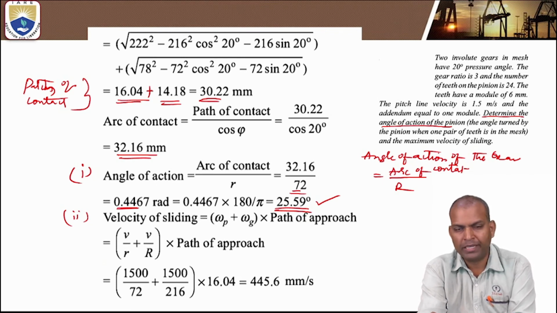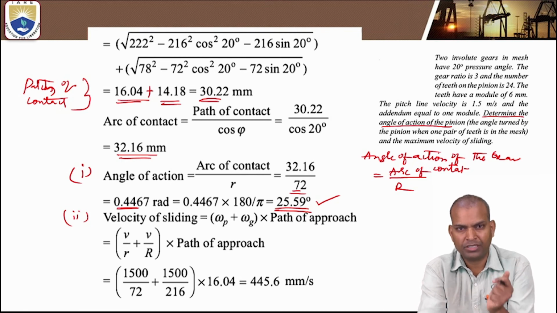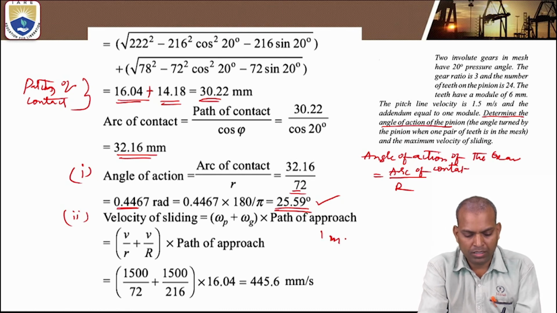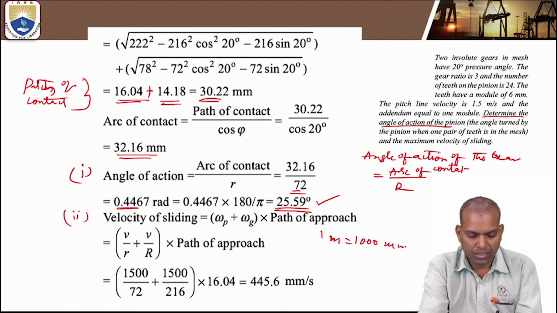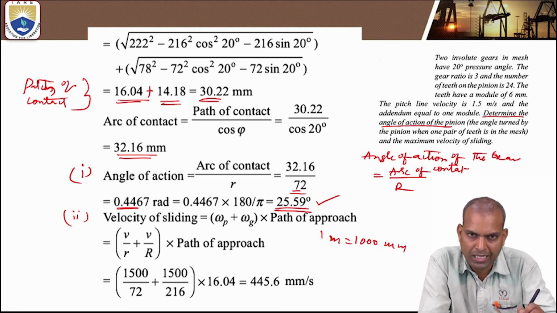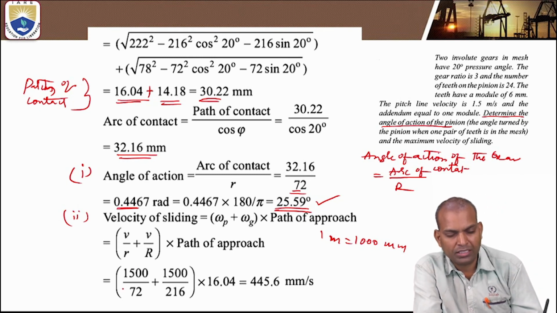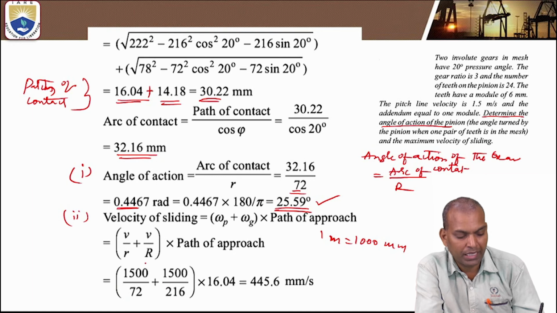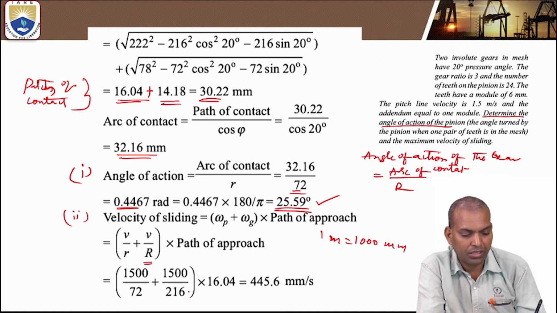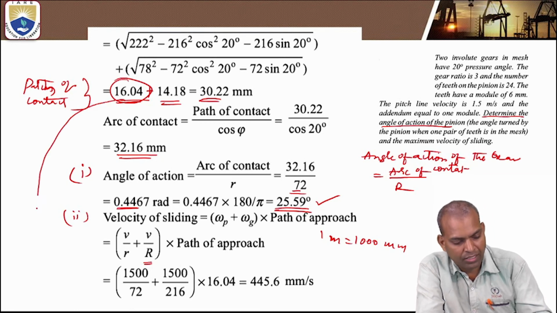Why do we have to convert? To maintain dimensional homogeneity, because here the radii are all in millimeters. So we convert meters into millimeters: 1 meter equals 1000 millimeters. Multiplying 1.5 by 1000 gives 1500 millimeters per second. Substitute here: 1500 by 72 plus 1500 by capital R, 216, times the path of approach. The path of approach value is 16.04. Substitute that value in this.